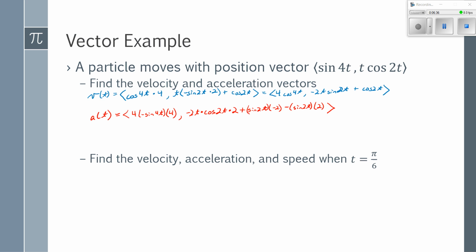And that's ugly, but that is my acceleration vector. I can choose to clean that up a bit if I want. I am not choosing to. But then I need to use these to actually do this when t is pi over 6.